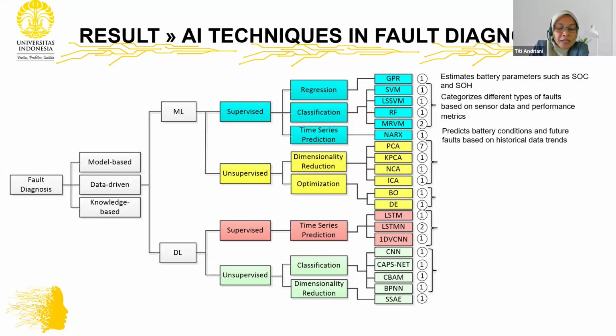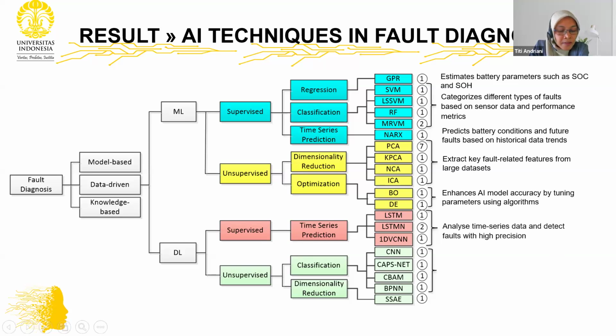It implements time series prediction to analyze historical data trends and anticipate potential failures. It employs techniques such as PCA to efficiently process and extract key features from large datasets. Bayesian optimization is used to fine-tune model parameters and enhance prediction accuracy. It also leverages advanced deep learning models, including LSTM and one-dimensional CNN, to analyze time series data and detect faults with high precision, and so on.